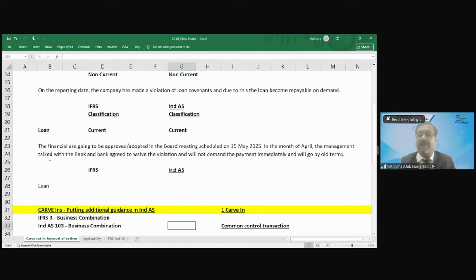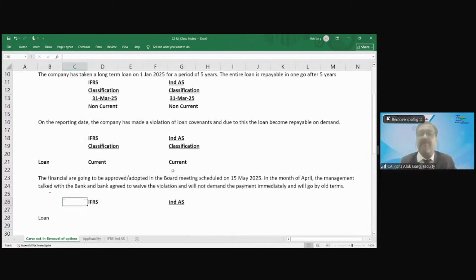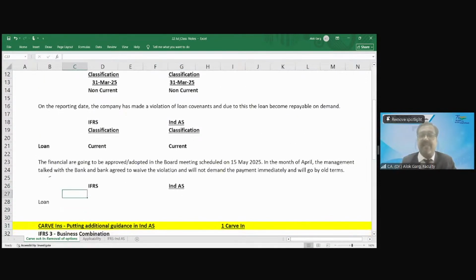Friends, IFRS is very stringent. IFRS says that this event should be treated as a non-adjusting event, and we will show this liability as a current liability. But in Ind AS, we said no. Our country is a developing country. We will treat this event differently. Our financial statements have not been published as of now. They have not been approved as of now, right?